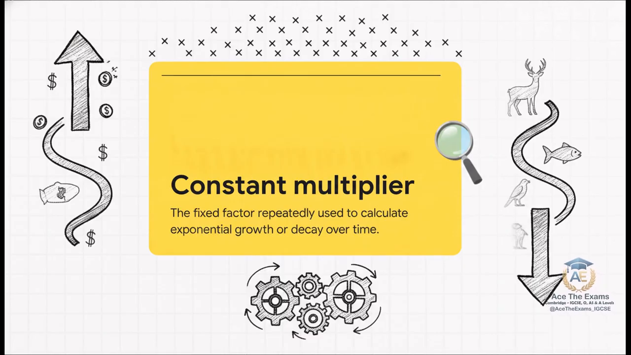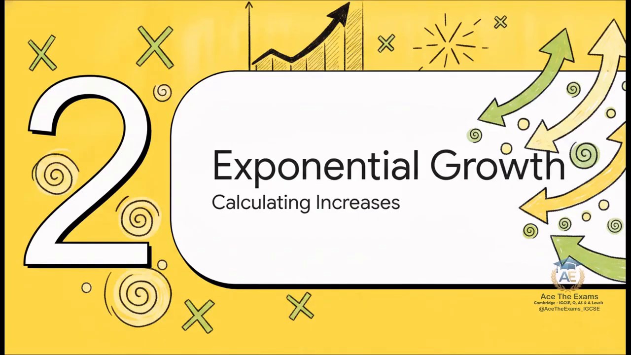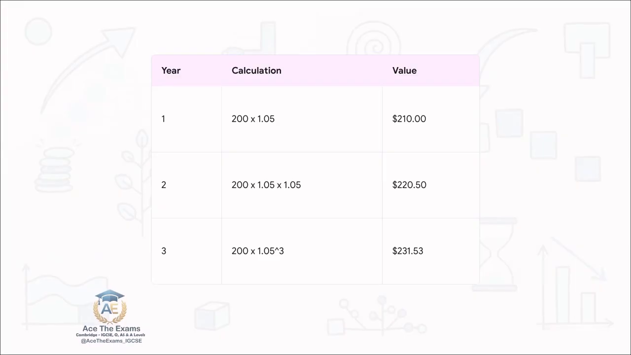Section 2. Calculating exponential growth. Let's take this theory and actually see how this multiplier builds when we apply it to something that is actively growing. Now, what's really interesting about this slide is how we can visually track a $200 investment growing at a rate of 5% per year.